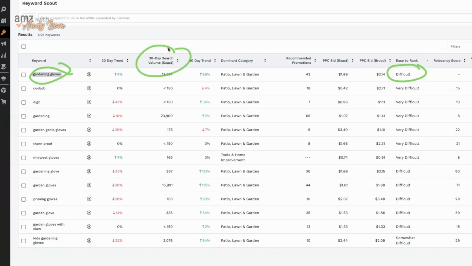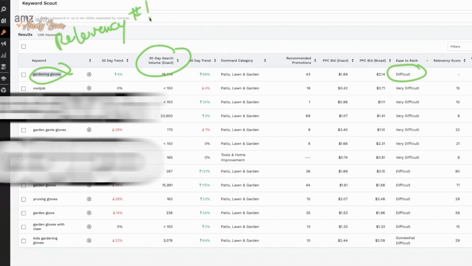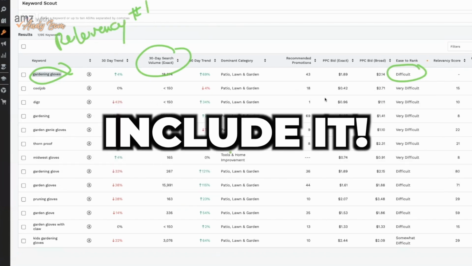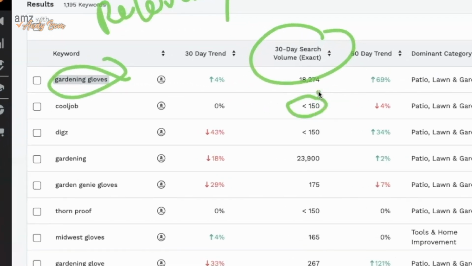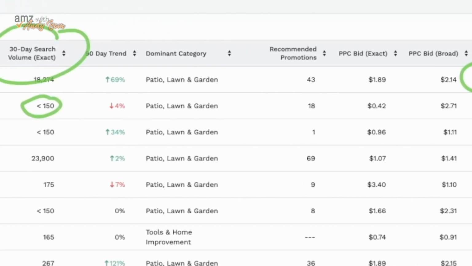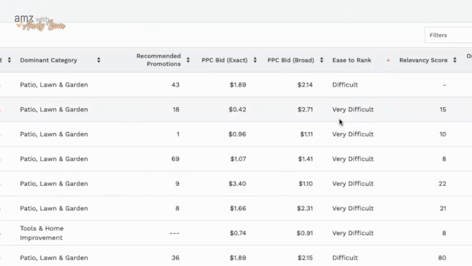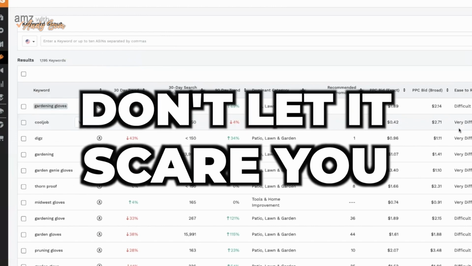I think search volume and some of these other metrics, trends, are relevancy. Obviously, like I say, relevancy is the number one factor. So if it's a relevant keyword, include it. I don't care if it's very difficult to rank. If the search volume is less than 150, it's probably not necessary, but yes, gardening gloves, I'm going to include it. Gardening, I'm going to include it, even though it is difficult and very difficult. So use it, see it, notice it, but don't let it scare you one way or another.